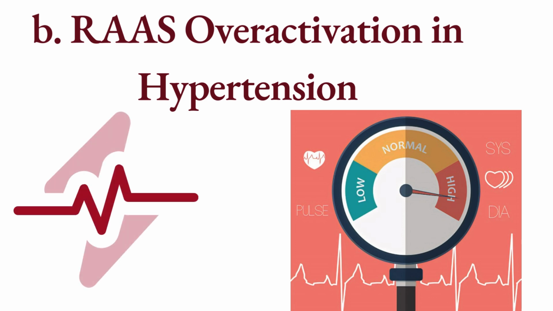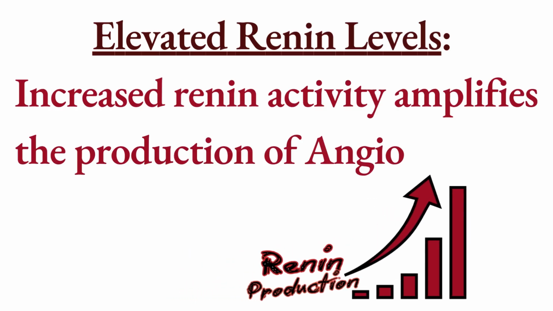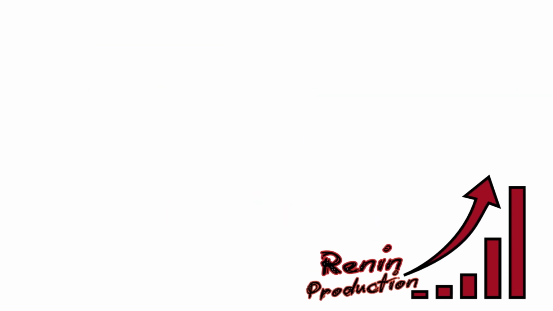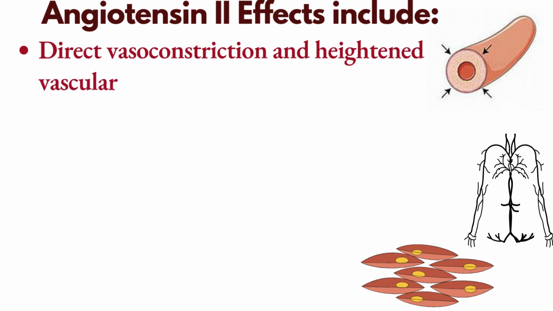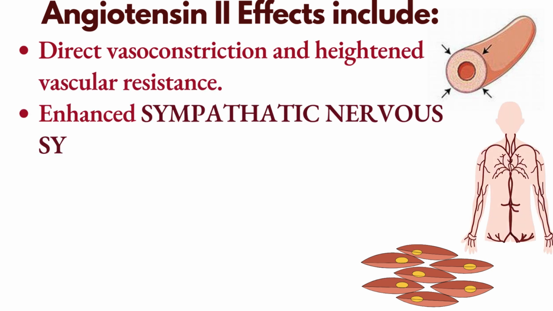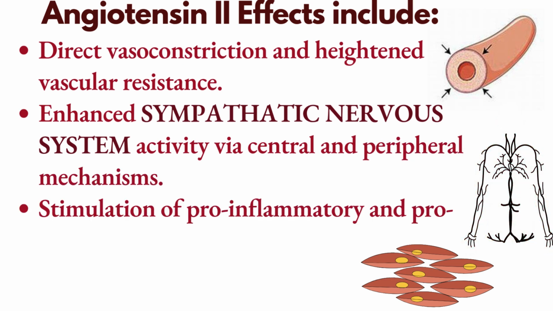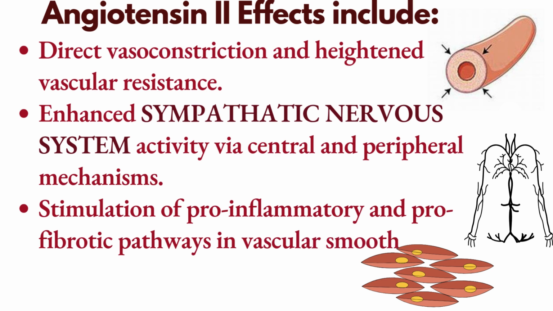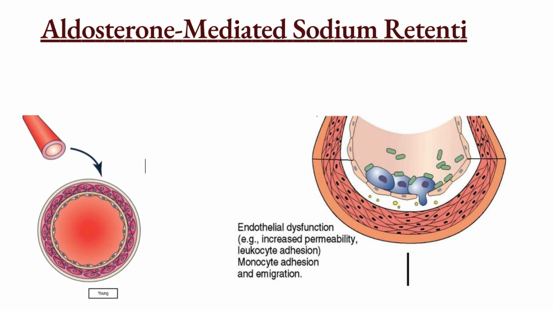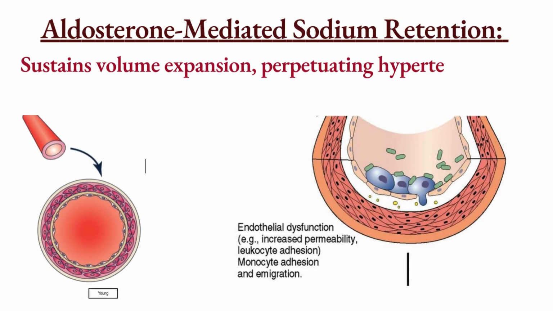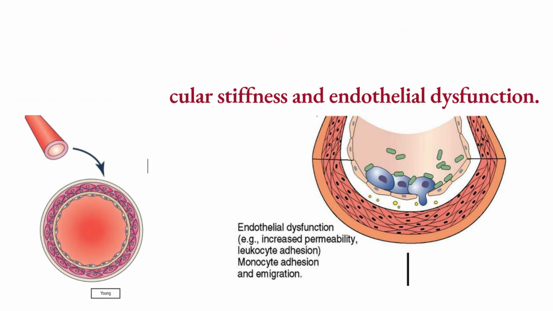B. RAAS overactivation in hypertension. Elevated renin levels: increased renin activity amplifies the production of angiotensin II and aldosterone. Angiotensin II effects include direct vasoconstriction and heightened vascular resistance, enhanced sympathetic nervous system activity via central and peripheral mechanisms, and stimulation of pro-inflammatory and pro-fibrotic pathways in vascular smooth muscle and the myocardium. Aldosterone-mediated sodium retention sustains volume expansion, perpetuating hypertension, and contributes to vascular stiffness and endothelial dysfunction.